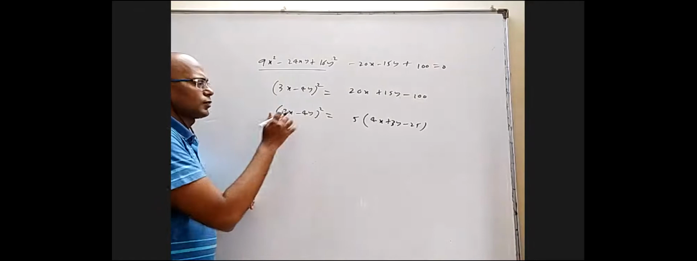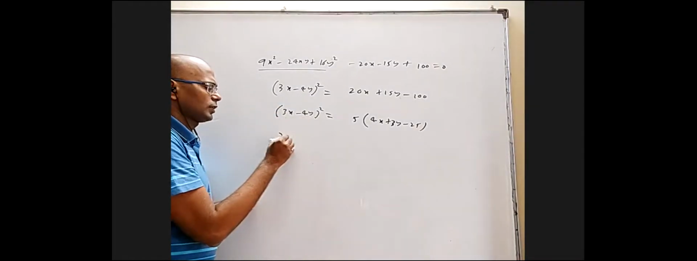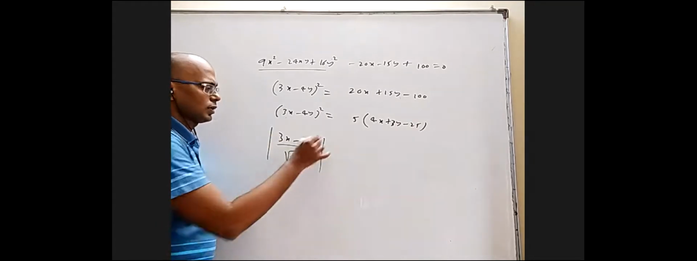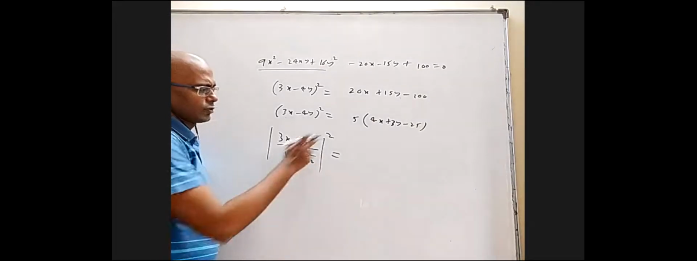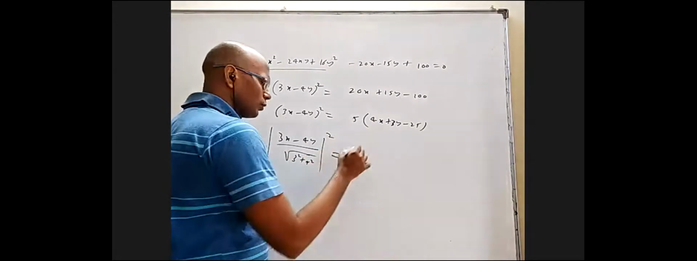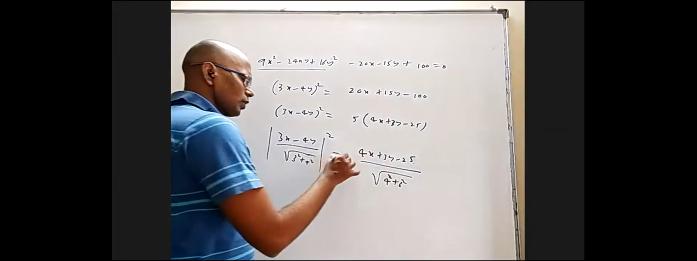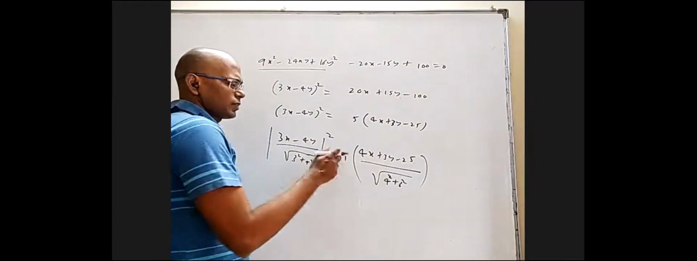But I should have distance form, so I'm going to divide by 5 here. It will be (3x minus 4y) by root of 3 square plus 4 square, and I can put a mod and square it. Because I divided by 5 here, I divide by 25 here. This will go, and this is going to come 4x plus 3y minus 25 by 5, which is also root of 4 square plus 3 square. Now it is nicely in the form. I made sure that I gave 1 here, but I could have given some other number also. I got 1 here, but this need not be 1. I can have some other number.